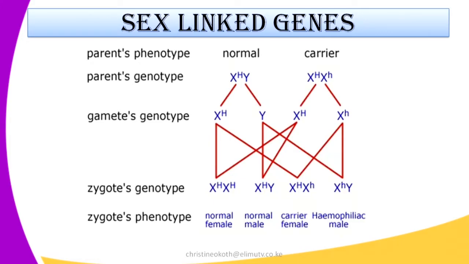Then finally, we have the last cross of Y with the second chromosome of X, which has the hemophilic gene. So it's going to produce a hemophilic male. Remember, in a male, there are no carriers. You are either having hemophilia or you are normal. So you're going to have the phenotype: a normal female, a normal male, a carrier female. Let us look at another example of a cross.